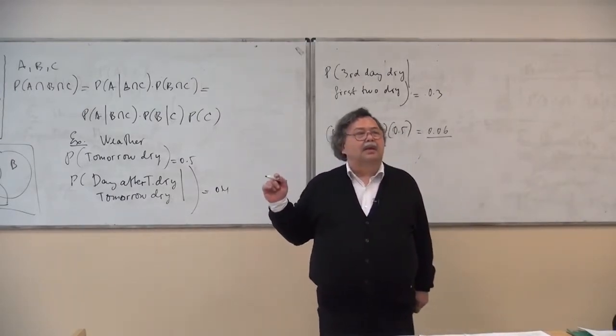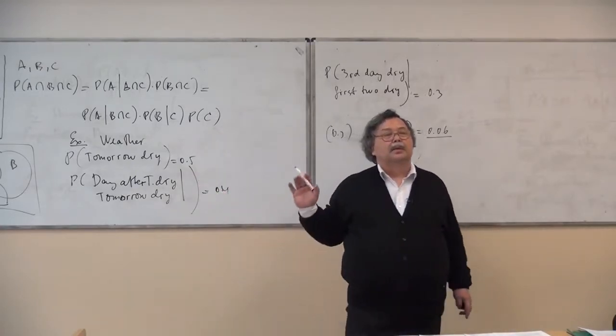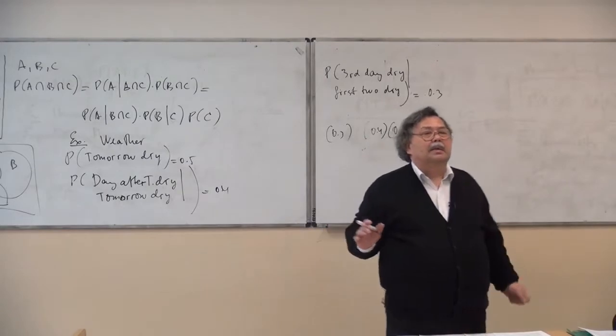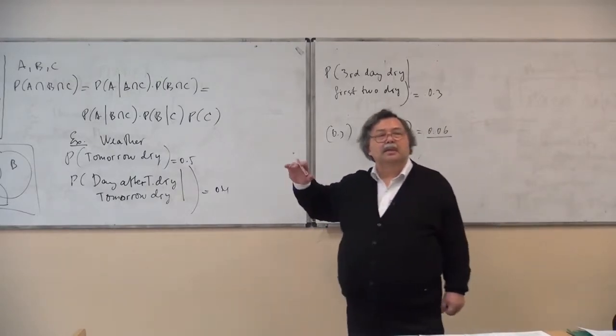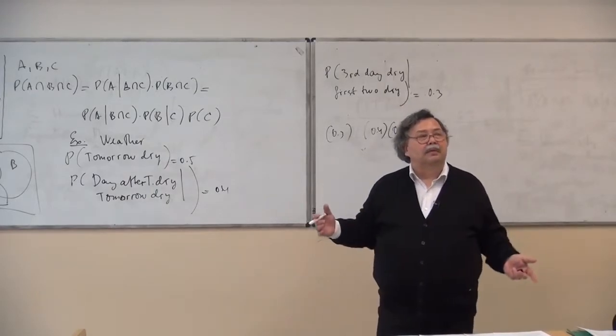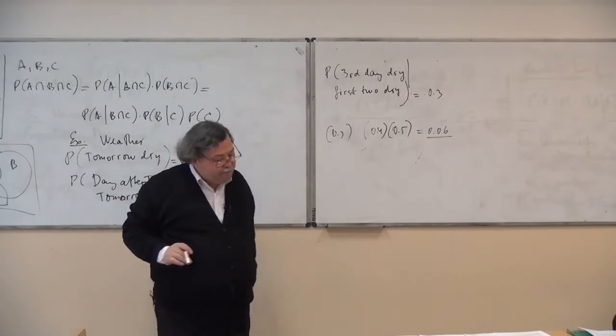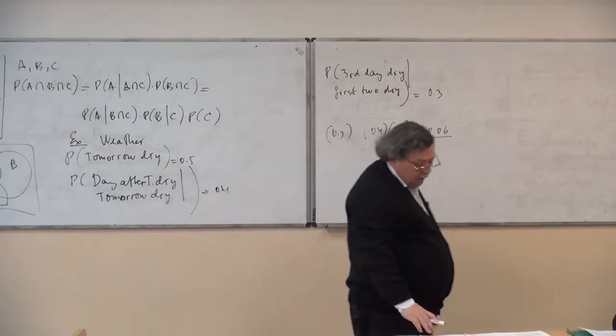So this is how we use this formula in the case of 3 events, and you can easily see that this can be extended to any number of events. Okay, so if we have 4 or 5 events, we can always develop a formula for the intersection. All right.